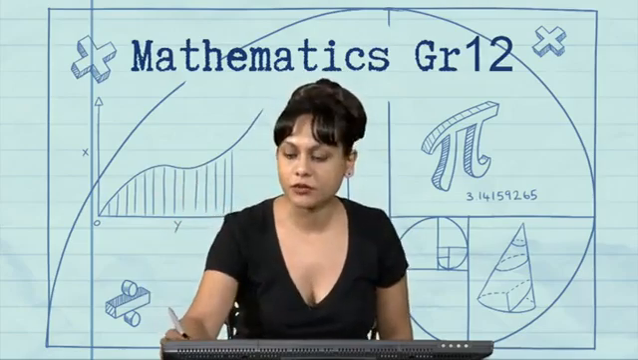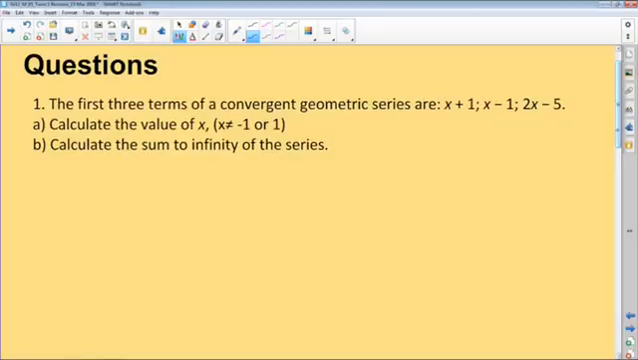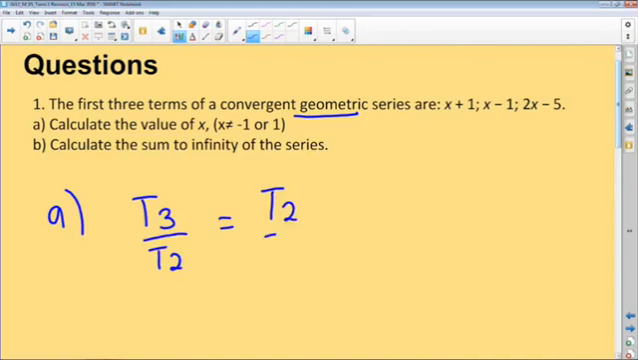Okay, let's get to the first question I gave you. So you were given the first three terms of a convergent geometric series, and you had to calculate the value of x. Well, because we know it's geometric, that's the first clue to you that there is a constant ratio. So term 3 divided by term 2 is the same as term 2 divided by term 1. That's the only bit of information really that you can use here because you've got your first three terms.